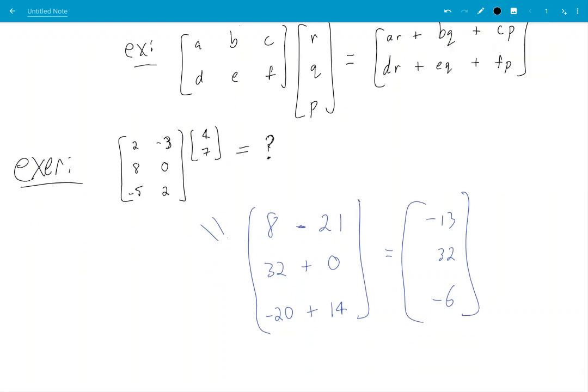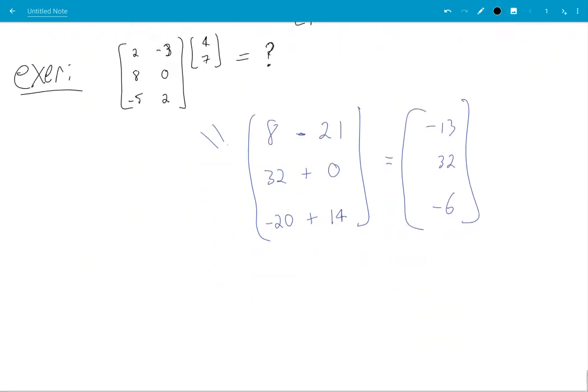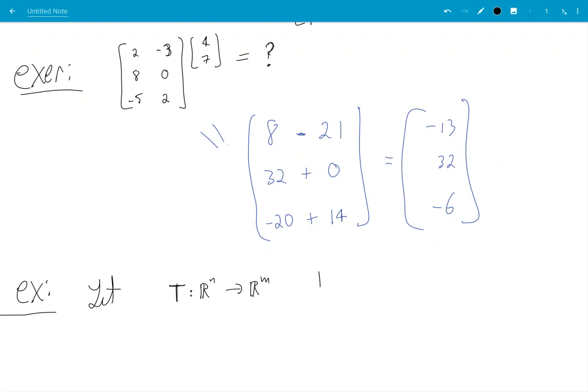Okay, let's go back to 1.8 now. Let T from R^n to R^m be linear. What happens when I take T and apply it to the 0 vector? Well, what do you think? All I know is that T is linear. I don't know anything else. What happens to the 0 vector?